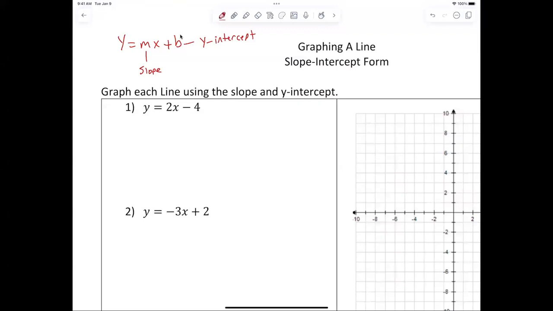So for question number 1, I would like everyone to write down M equals 2 over what? 1. 2 over 1, because 2 is the same as 2 over 1. The y-intercept, B, I would like to write as a point. So I want you to know it's (0, -4).